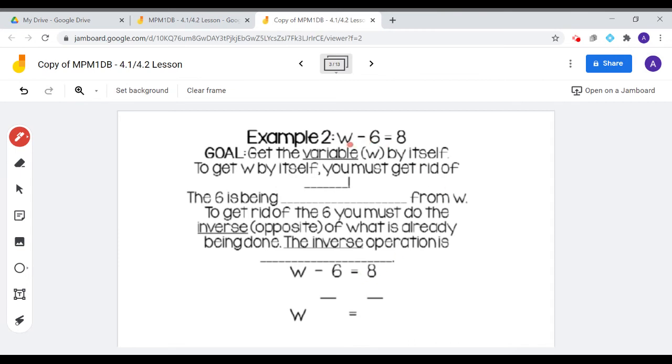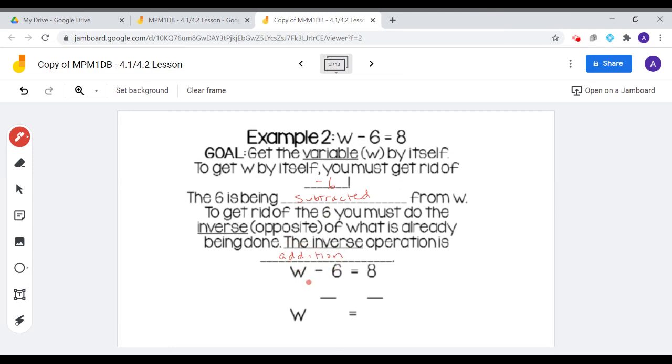Here we have a different variable, w, and whatever w is, if we subtract 6, we get 8. Our goal is to get w by itself. To get w by itself, you have to get rid of the negative 6. Since 6 is being subtracted from w, to get rid of the 6, we have to do the inverse, or the opposite of what's already being done. The opposite of subtracting is adding.